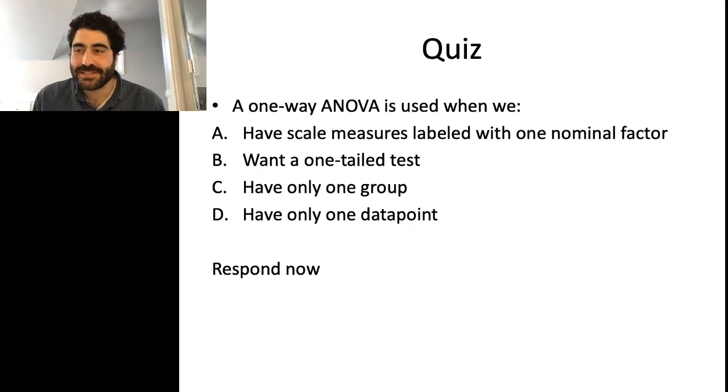Okay, so yeah, the correct answer is A here. That's the case where we have a scale measurement for every person, and we also have some kind of nominal factor for them. Right, that's what the one way in the ANOVA is referring to.